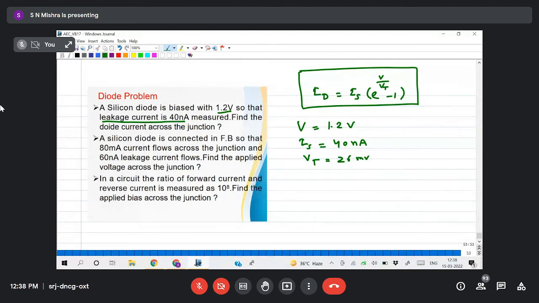Now you put everything and you find ID equals 40 into 10 to the power minus 9, e to the power 1.2 divided by 26 into 10 to the power minus 3, minus 1. I am converting everything to SI unit because 1.2 volt is given. You calculate and tell me what is the answer.